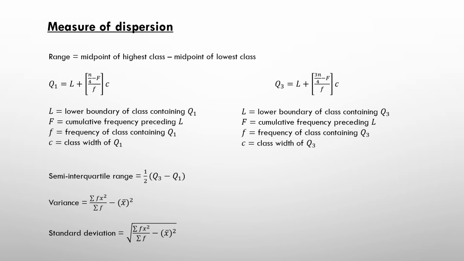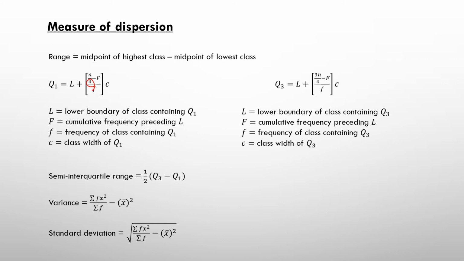Measure of dispersion. If you want to get the range, you can use the midpoint of the highest class minus the midpoint of the lowest class. Q1 and Q3, the quartiles, are found the same way as the median. The only thing different is you divide by 4, not divide by 2.